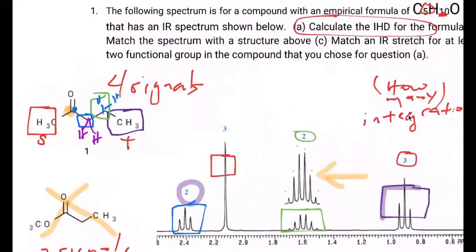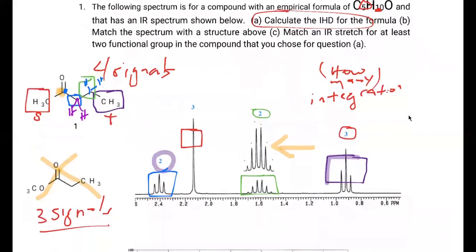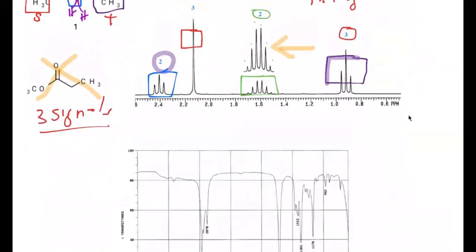Okay. Let's do one more part of this. So I said match the spectrum. We already did that. We walked it down, figured out the peaks, what's the splitting patterns, all that stuff. Now it says on C, match an infrared stretch for at least 2 functional groups. So we haven't technically done infrared, but I'm going to give you a kind of a crash course, and then after that, I will talk more about it in more detail.